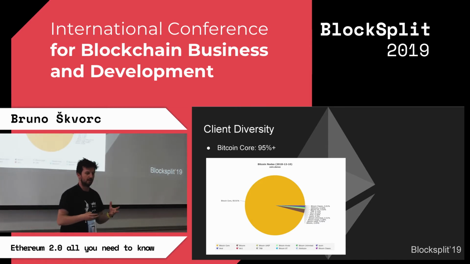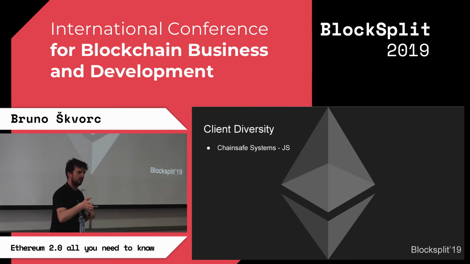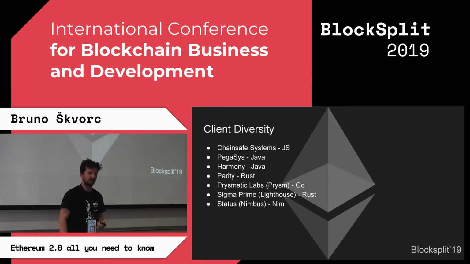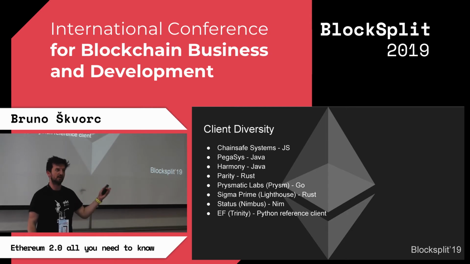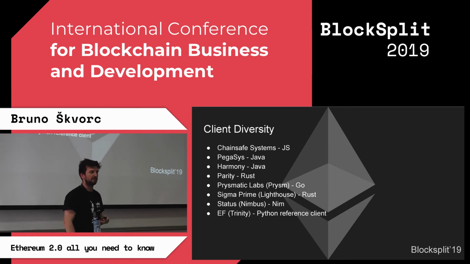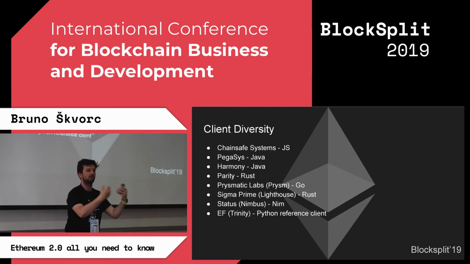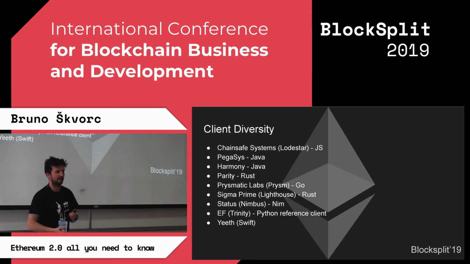So in Ethereum right now, the 2.0 version is being built by 9 different teams. There's ChainSafe, which is building a client in JavaScript, Pegasus, Harmony, Parity, Prismatic, Sigma Prime, Status, that's us, Nimbus, and the Ethereum Foundation itself is building a Python client, which is never going to work in production because Python is too slow for this. But it's a good reference client on which people can base their own clients. And now recently there's also ETH in Swift.